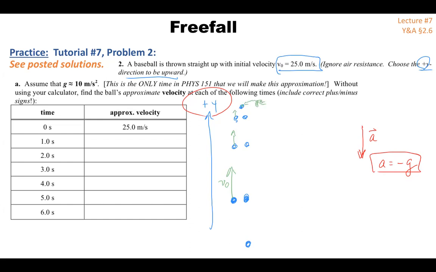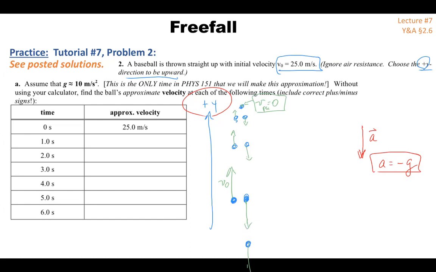So velocity equals 0 at the peak. That's how we know the object is at the peak in this case, right? The vertical component of velocity is 0. And then the velocity gets bigger and bigger in the negative direction, and so on.